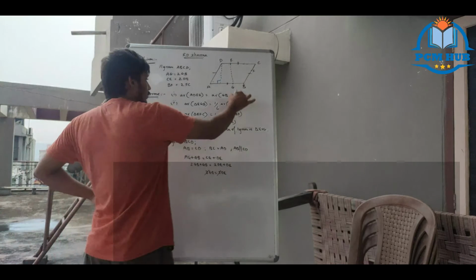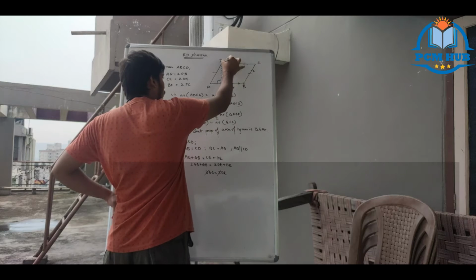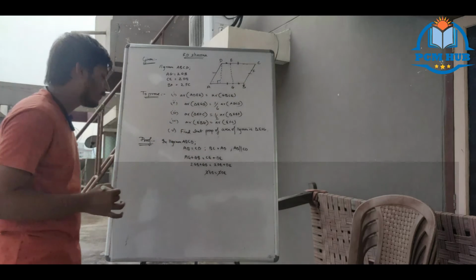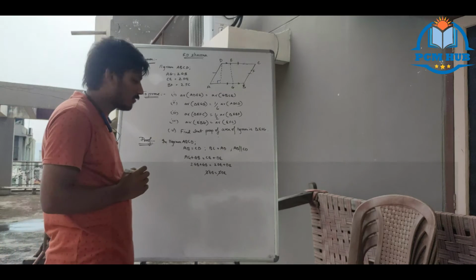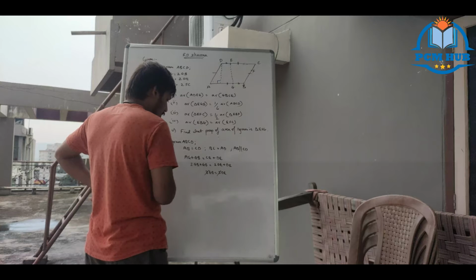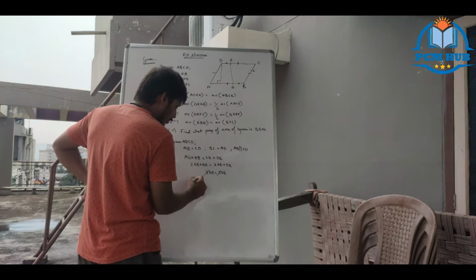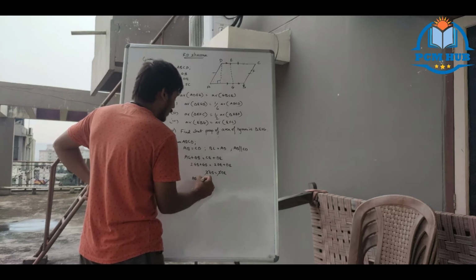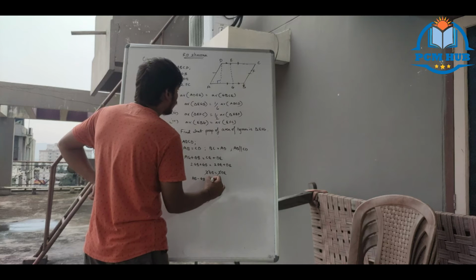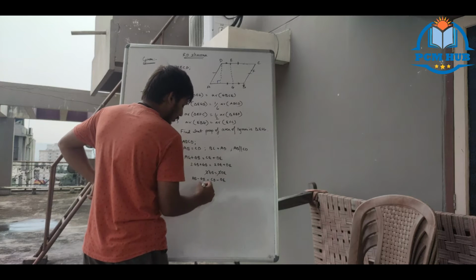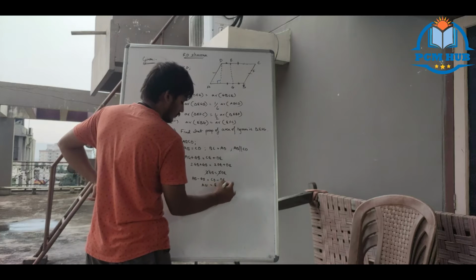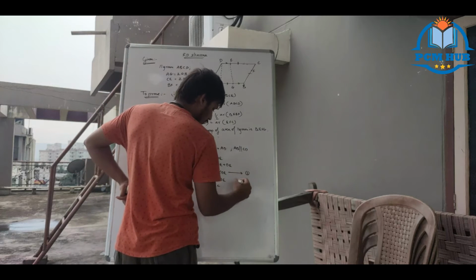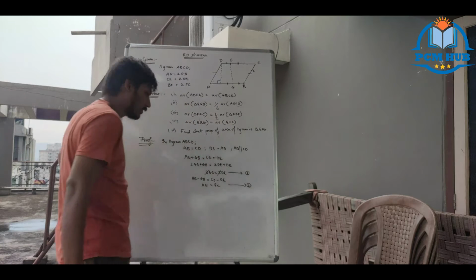This is the most important thing here. If some part is equal, the remaining will also be equal. So if AB minus GB equals CD minus DE, therefore the remaining is what? AG equals EC. This is the first one. This is the second one. Only two inferences are required.